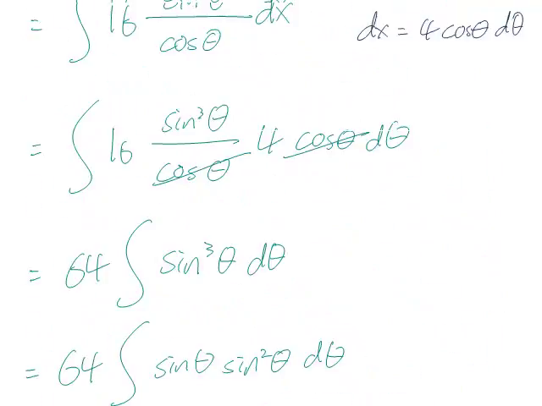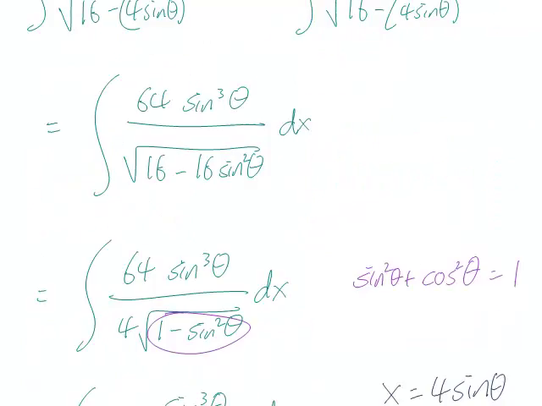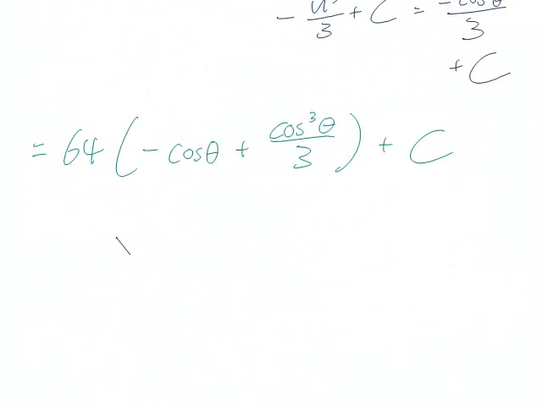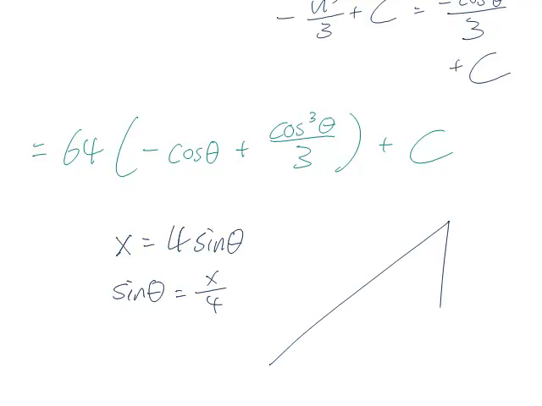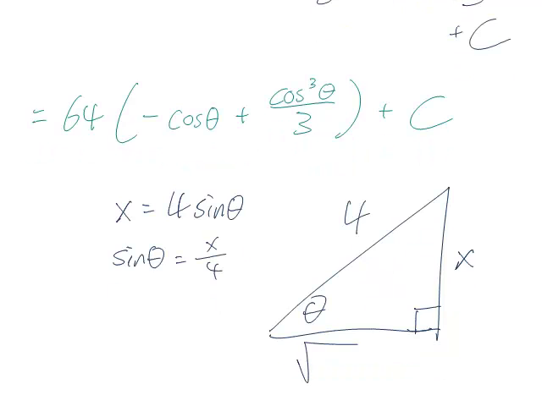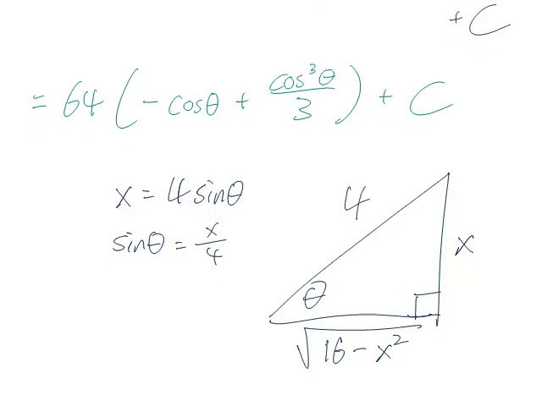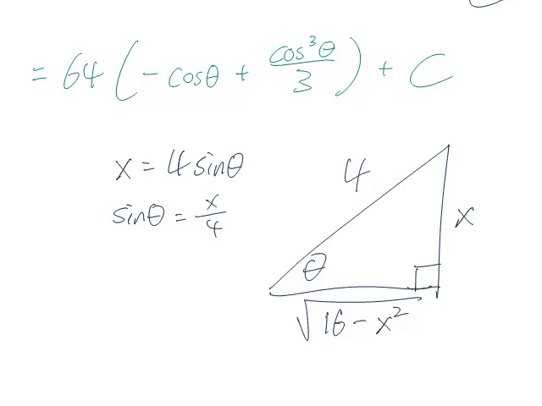So let's go back and let's see, what is x? x is 4 sine theta. That means that sine theta is equal to x over 4. And we can figure out what cosine theta is by essentially drawing a triangle. Theta's here. Sine's opposite over hypotenuse, so that's x and 4. And so by the Pythagorean theorem, this is root 16 minus x squared, which looks kind of familiar. So the cosine of theta would be adjacent, root 16 minus x squared, over hypotenuse, which is 4.